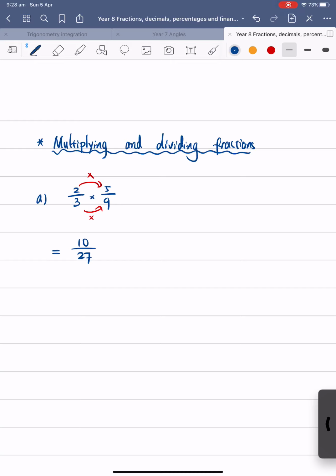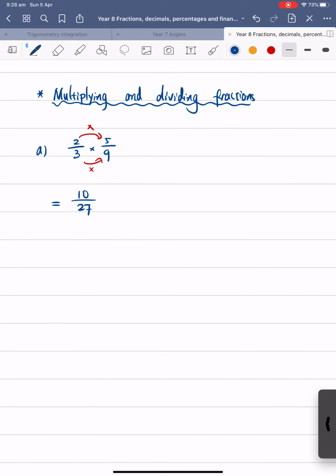Now what happens if we do have larger numbers? What do we do if we have larger fractions? Like for example, 24/8 times 5/3.